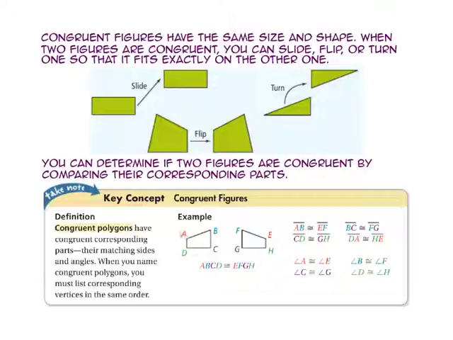Notice angle A is congruent to angle E, angle B is congruent to angle F, angle C is congruent to angle G, and angle D is congruent to angle H. To list our congruent corresponding sides, side AB is congruent to side EF, side BC is congruent to side FG, side CD is congruent to side GH, and side DA is congruent to side HE.